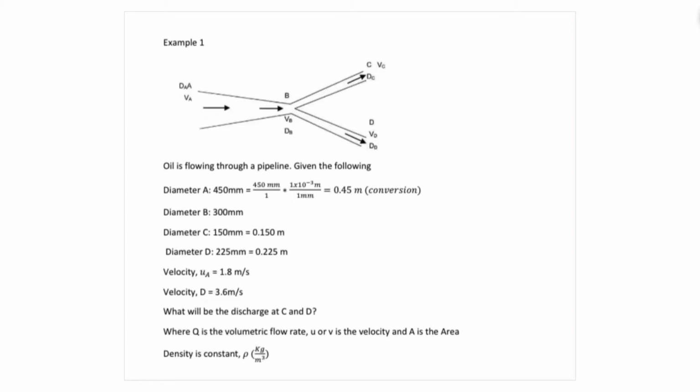Notice that we are given our diameter in terms of 450 millimeters. To convert from millimeters to meters, all you have to do is multiply by 10 to the power of minus 3 and you will be able to convert from millimeters to meters, which is 0.45.